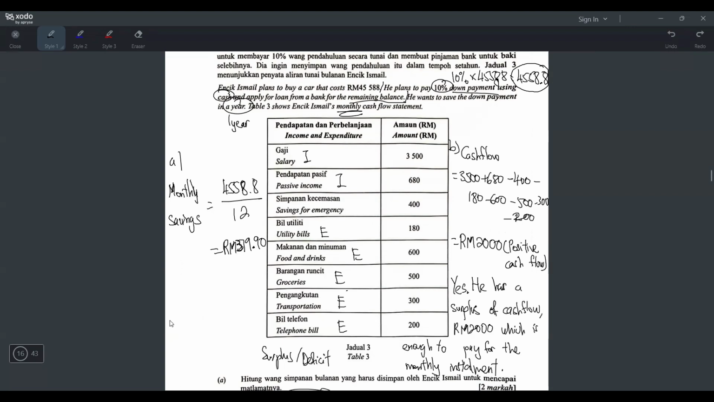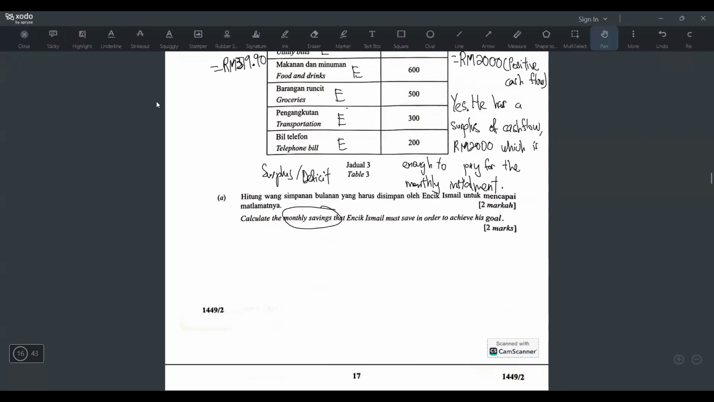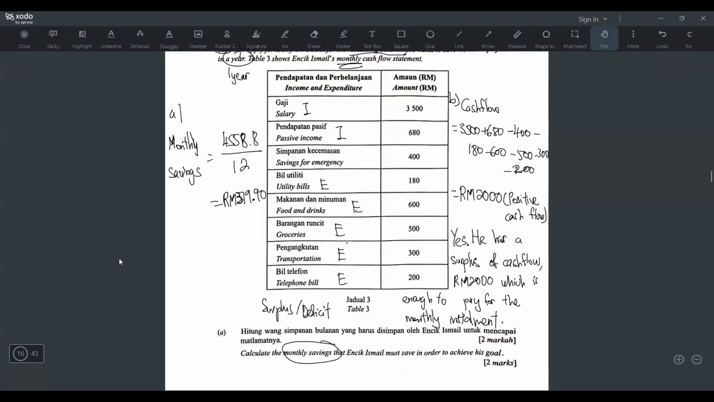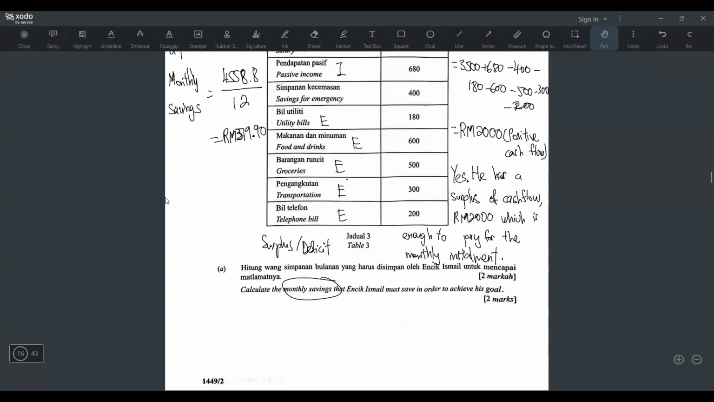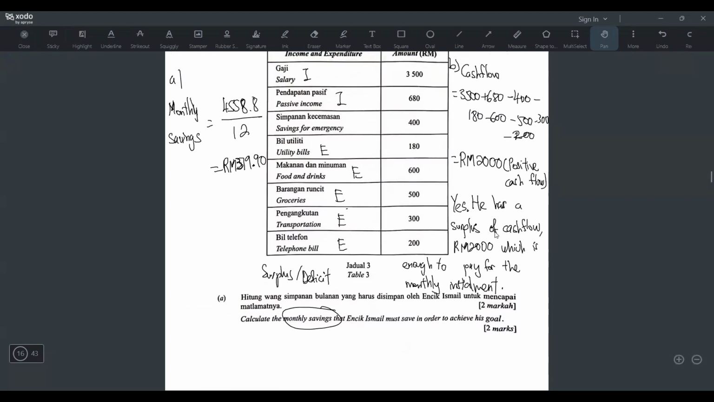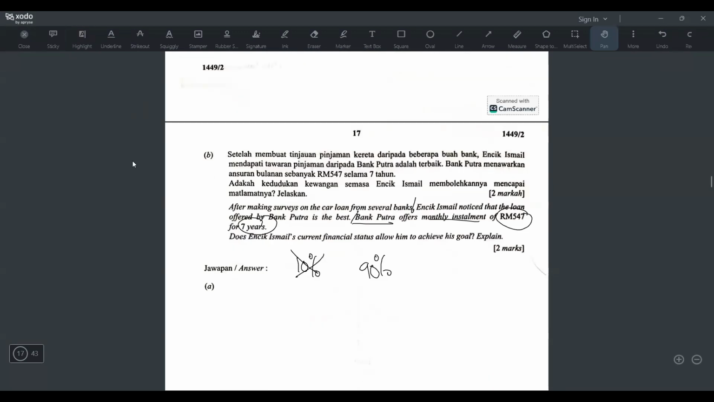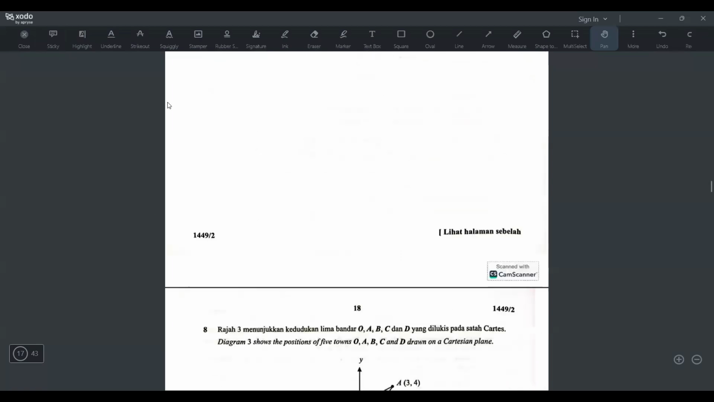And then the remaining 7 years, pun ada extra juga sebab for the remaining 7 years you only need to pay installment monthly 547, but you still have 2,000 every month. So yeah, confirm he has enough. That's why here I said enough to pay for the monthly installment. Okay, it's more than enough. So kalau saya akan jawab macam tu. Alright, dah siap.